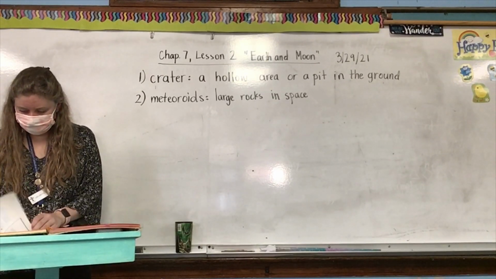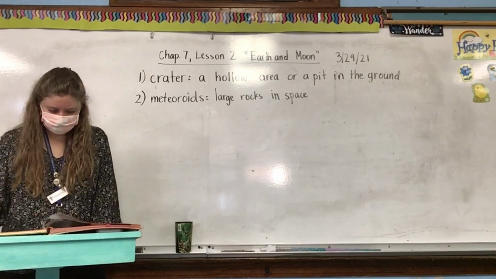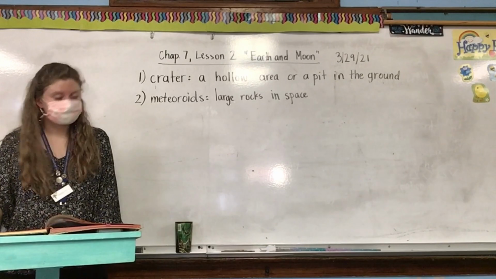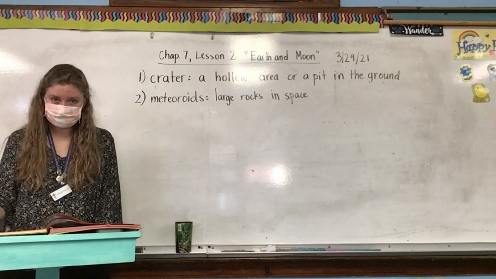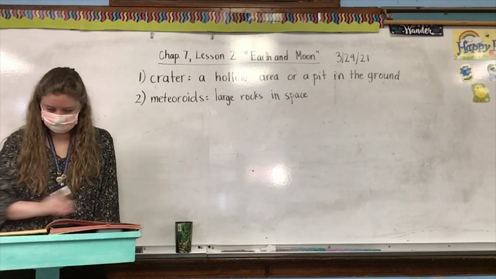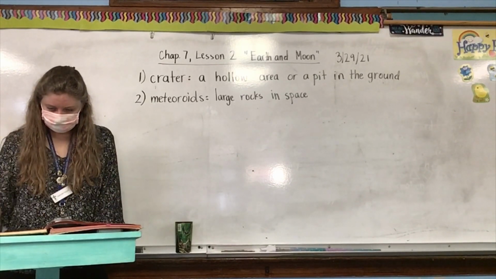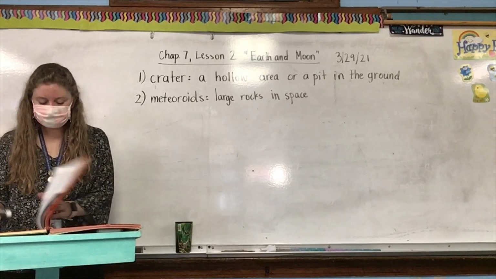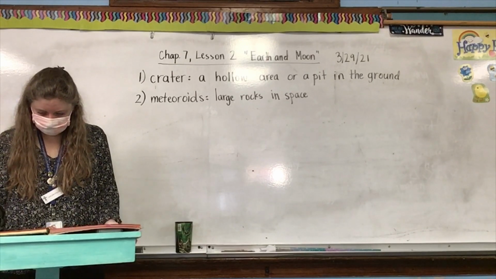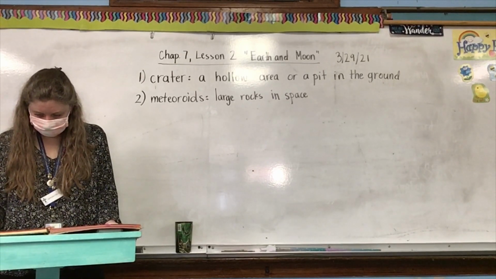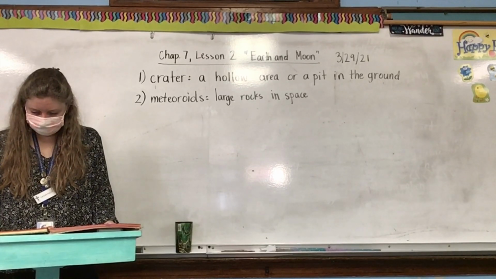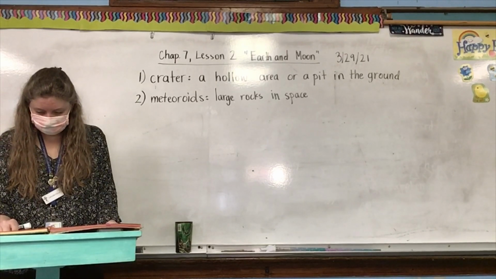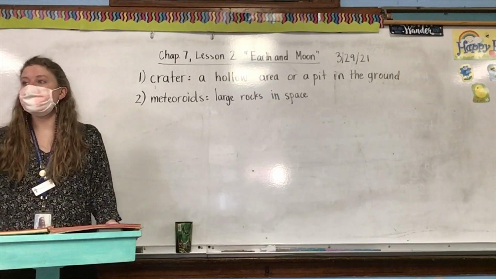Craters in Earth's atmosphere. If meteoroids are always crashing into everything, why isn't Earth covered in craters? Earth's atmosphere keeps them away. When meteoroids enter Earth's atmosphere, they become very hot. Most of them burn up before they hit Earth's surface.